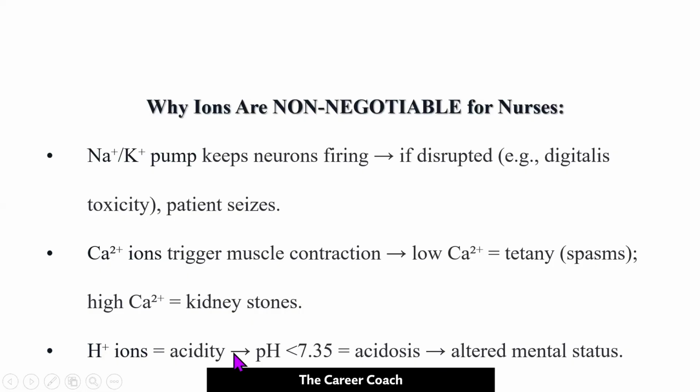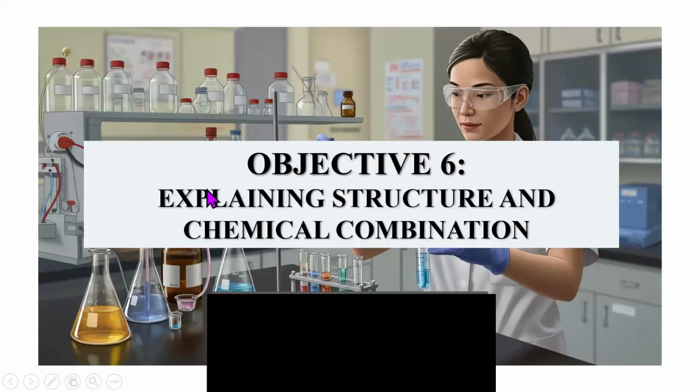So for acidity, when the pH of a solution is less than 7.35, meaning high acid content in the body, it could cause altered mental status. So basically, in the psychiatric world, they usually take this very seriously. So ions are non-negotiable in nursing practice.